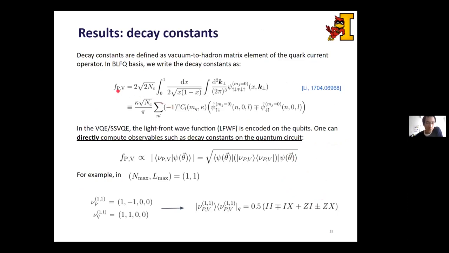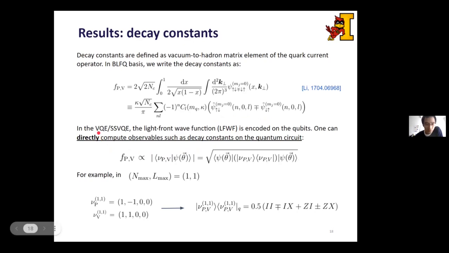So one good thing about this VQE or SSVQE paradigm is that it allows us to compute other observables by using what we obtained from the spectrum. So decay constant is one thing we tried. Decay constant is defined as the vacuum to hadron matrix element of the current operator. So in our particular BFQ basis, the decay constant can be written as the following, which then, if you represent it using basis functions, is basically linear with respect to the basis function.